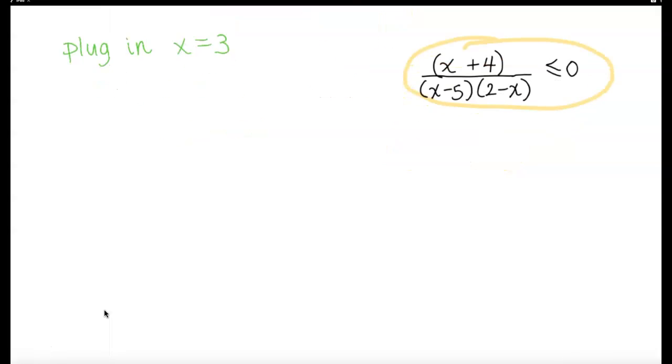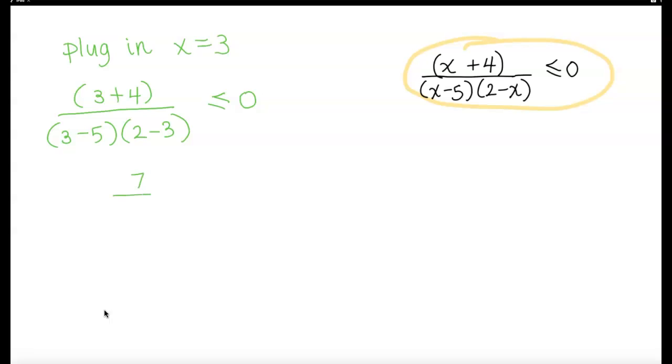So here we go. I'm going to plug in 3 in here, okay? So that is 3 plus 4 over 3 minus 5 times 2 minus 3. Everywhere I see x, I plugged in 3. I want to see if I simplify this, it will come out to be smaller than or equal to 0. Let's see that. The numerator is 7. The bottom of the fraction is negative 2 times negative 1, isn't it? Let's simplify this. This turns out to be positive 7 over positive 2.